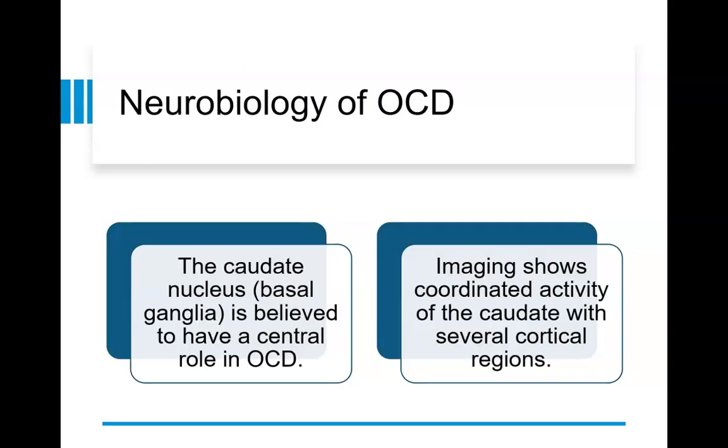Now, in terms of neurobiology, we know a couple of different things. In particular, it seems like the basal ganglia, particularly a region of the basal ganglia called the caudate nucleus, does seem to have a central role in OCD. And imaging actually shows activity of the caudate with several other cortical regions, and they're all kind of working together. Researchers have found high levels of metabolic activity in the basal ganglia, and so some people have actually said OCD is not an impulse control disorder. It might actually be considered a motor disorder due to the region that we're getting this high activity in.